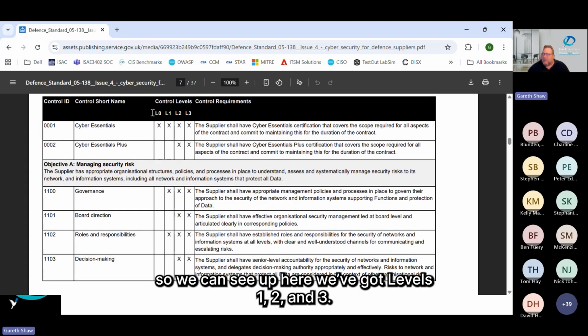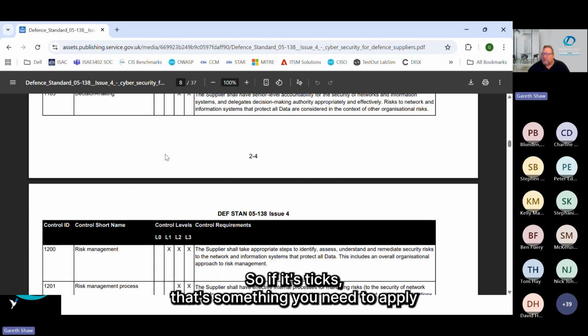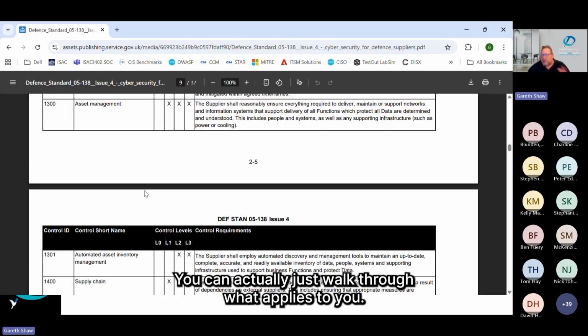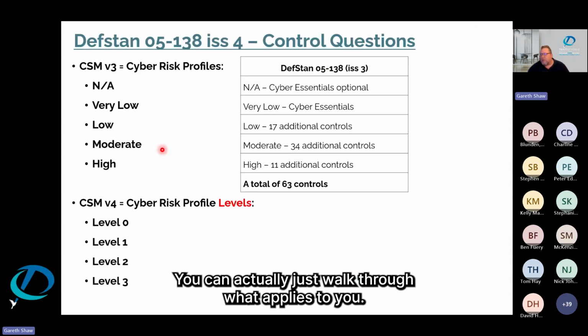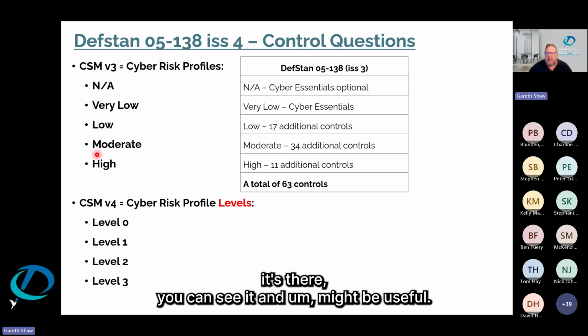So we can see up here, we've got levels 1, 2, and 3. It's got the tick box next to it. So if it's ticked, that's something you need to apply. So you can actually see the questions. You can actually just walk through what applies to you. So I thought it might be worth just pointing out. It's there, you can see it, and might be useful.